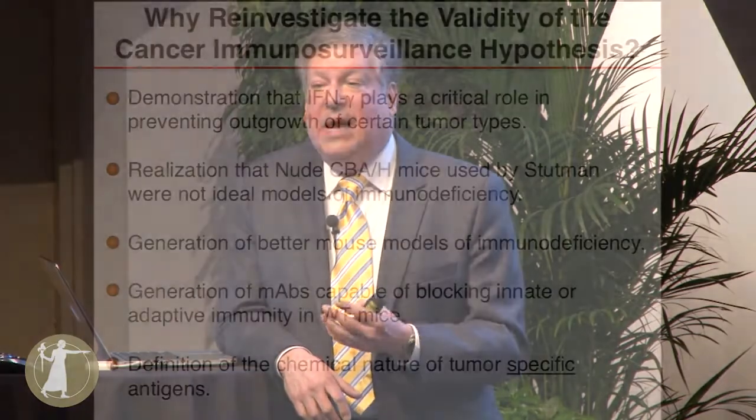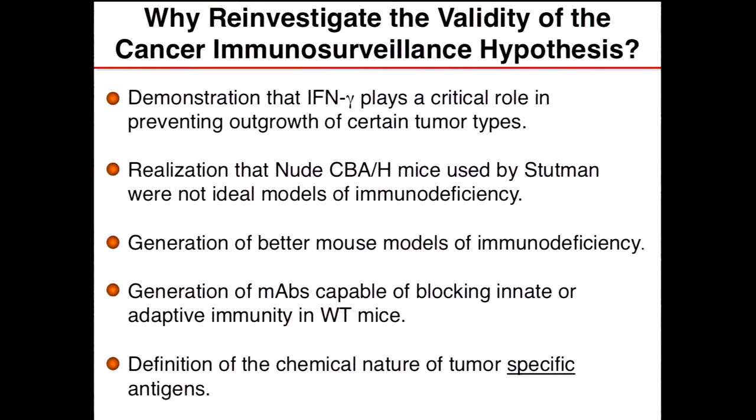Now remember, this is occurring at a time when the field rejected that the immune system could even see tumors. But our data was coming out just at the same time as other evidence was beginning to appear that suggested that the Stutman experiments probably needed to be reconsidered. Specifically, the specific immunodeficient mouse that Stutman used in his experiments, which was a CBA/H nude mouse, nude because it was hairless, but it actually had an immunodeficiency, was subsequently shown not to be completely immunodeficient and was therefore not an ideal model of immunodeficiency.